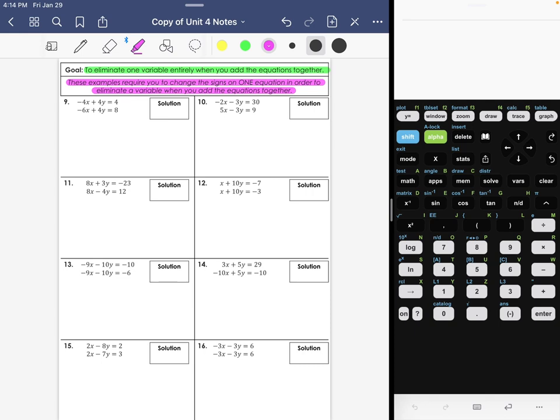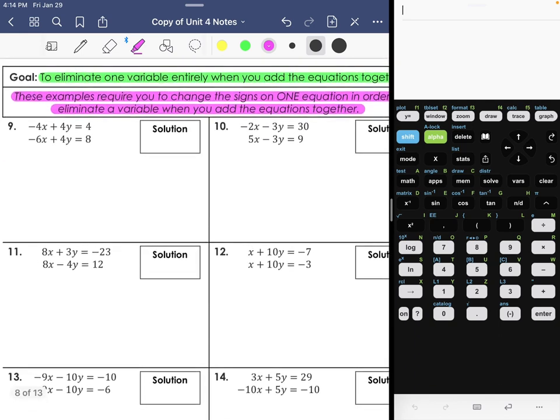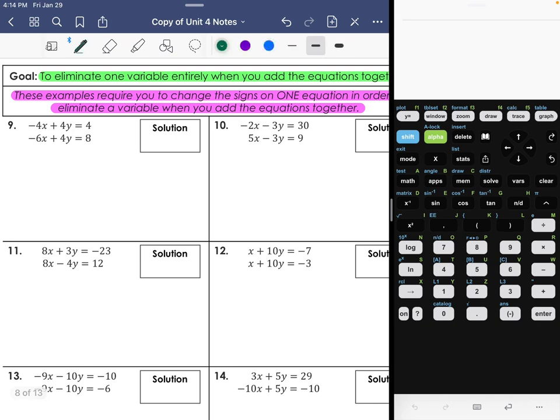So in the previous ones, we always had a positive and a negative of the letter that we could eliminate. When you look at these, you can see that you have two positives or two negatives and not one of each. So if I just added this together like I did a while ago, negative 4 and negative 6 would give me negative 10x, and 4 plus 4 would be 8y, and 4 plus 8 would be 12, and I haven't eliminated anything. So that did not help me. I actually made the problem worse.